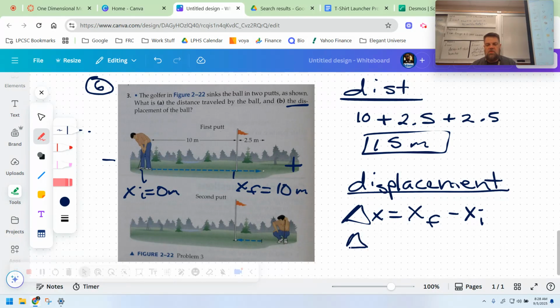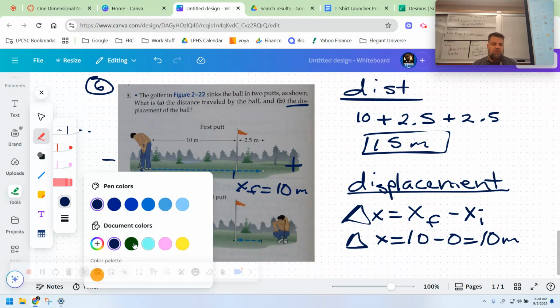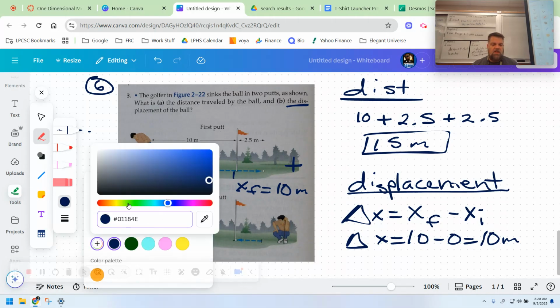So then my total displacement is going to be 10 minus 0. So it's just 10 meters, positive 10. Okay? Now, the part that's confusing is if you look at this from the vector's perspective. This is the part that's a little challenging, which is why this is a great question.